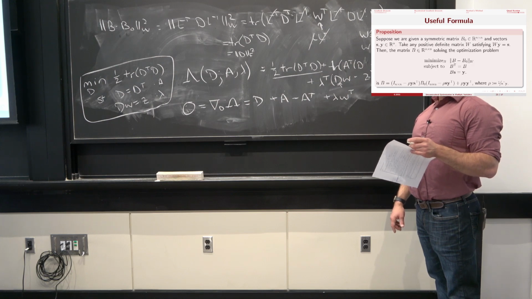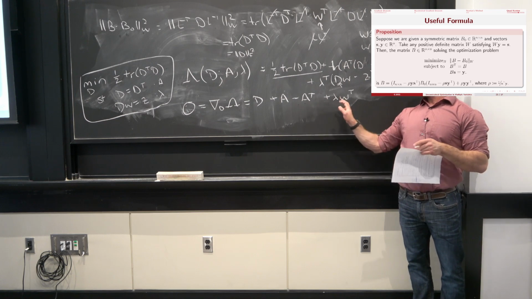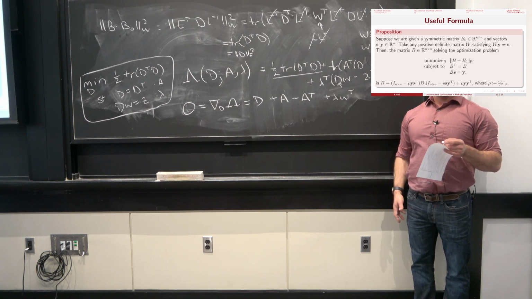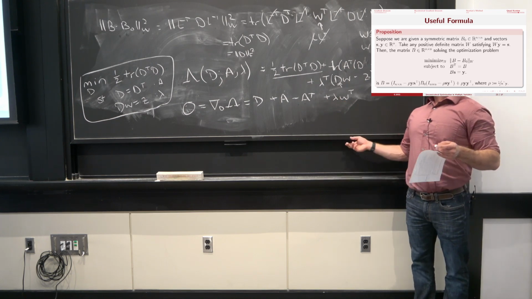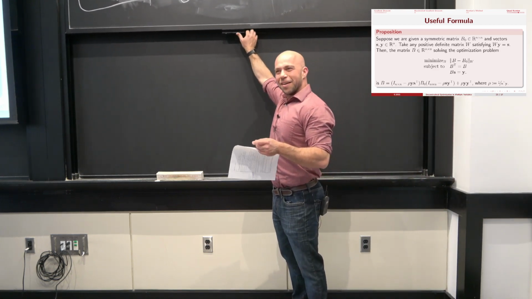Slowly, our task is becoming more clear, right? We started with this optimization problem. Our task now is to just find formulas for a and lambda and w.